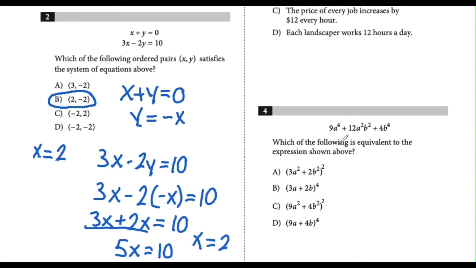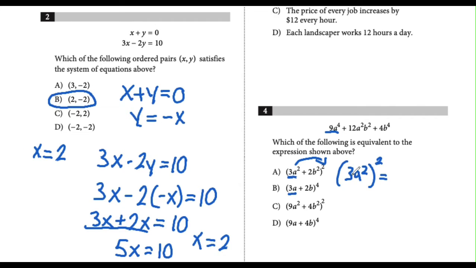Number 4. Which of the following is equivalent to the expression shown above? To solve this question, all you need to do is pay attention to the very first term. We know that with the answer choices, the first term is going to be raised to whatever power the entire binomial is raised to. For example, for A, we know that the 3a squared is going to end up being squared.